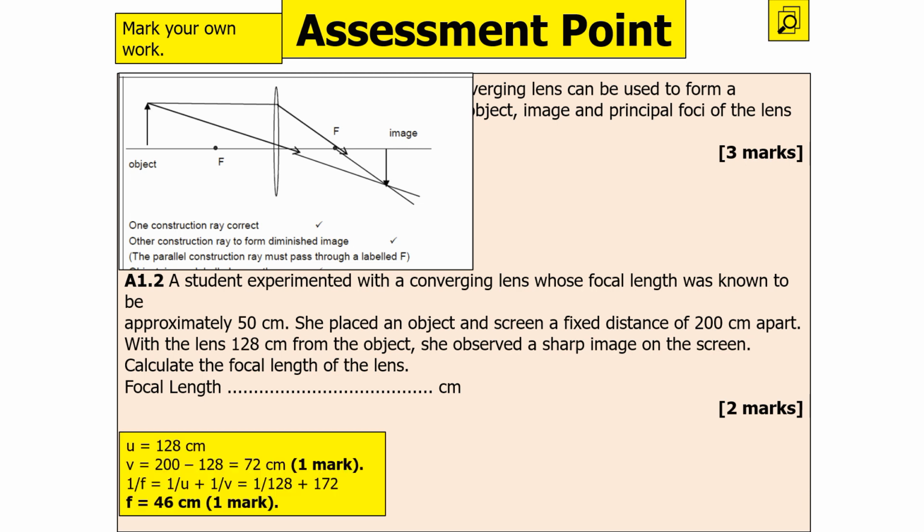We know from this information u is 128 centimeters, v is going to be equal to 200, the total length, minus 128, if you think about the distances between the image and the object and what u and v are, so that's 72 centimeters. We know 1/f = 1/u + 1/v, the lens equation, so you can pop that all through and you get f out to be 46 centimeters.